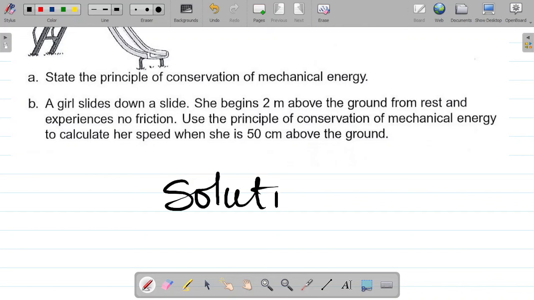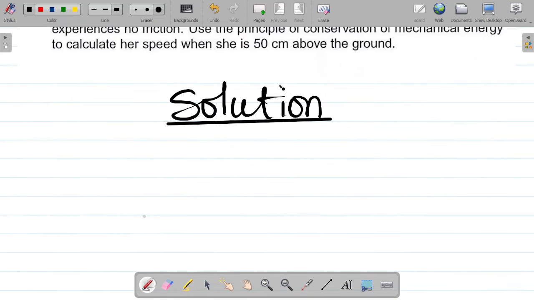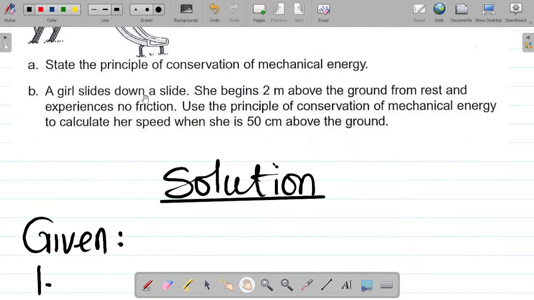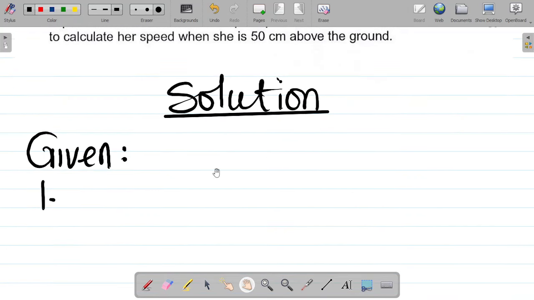Solution to this question. Let's try to solve this. How do we solve this question? All right, first things first, let's list out the given parameters. So given, number one, they said a girl slides down a slide. She begins 2 meters above. So there's a height here when she began, and there's also another height here. So first things first, I want to get her initial height.